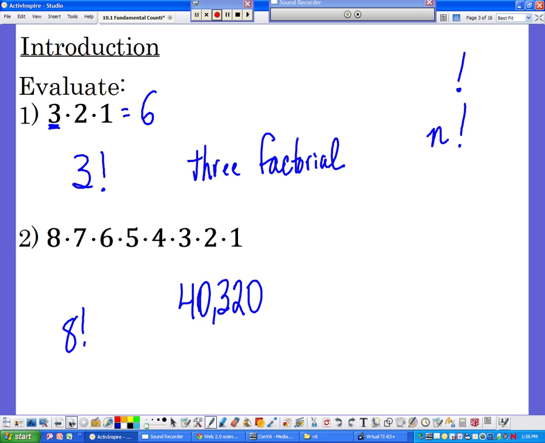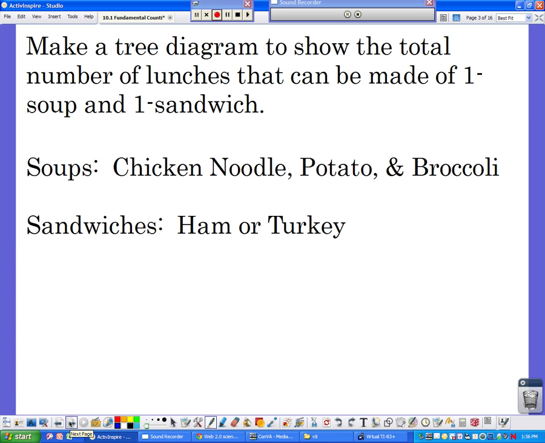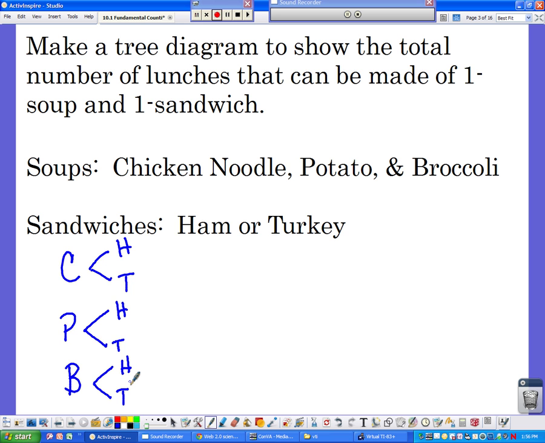So let's take a look at the next one. We want to make a tree diagram to show the total number of lunches that can be made of 1 soup and 1 sandwich. For our soups, we can pick chicken noodle, potato, or broccoli. By a tree diagram, I mean we're just going to branch off. If somebody picks chicken noodle soup, they could pick ham or turkey. If they pick potato soup, the sandwich could be ham or turkey. With broccoli, they could pick ham or turkey.